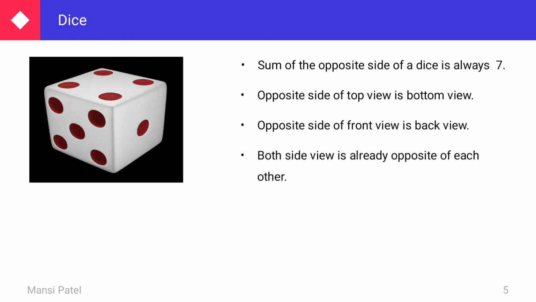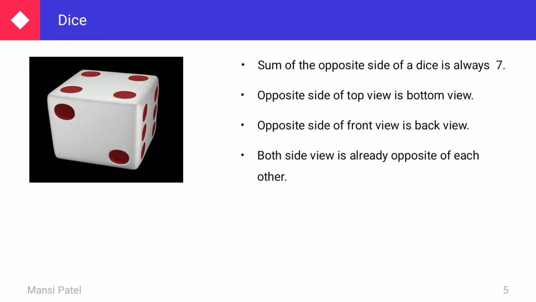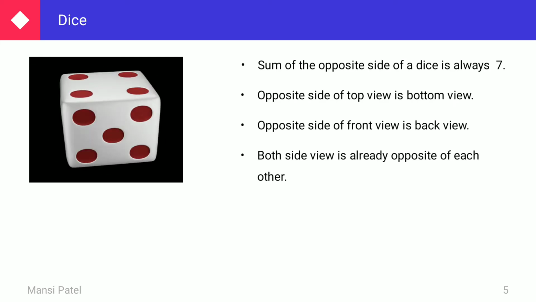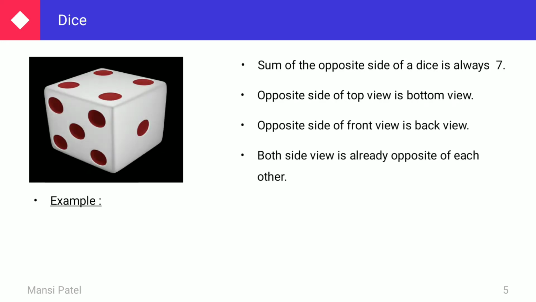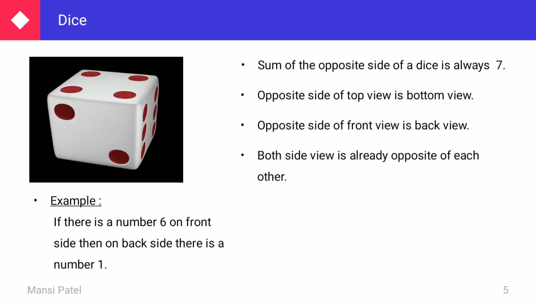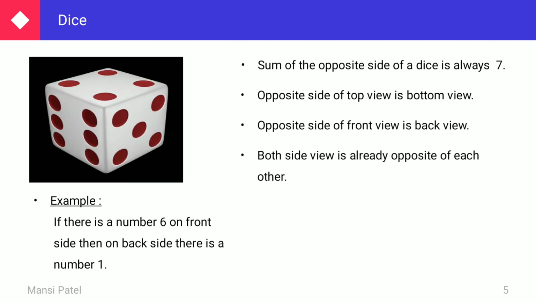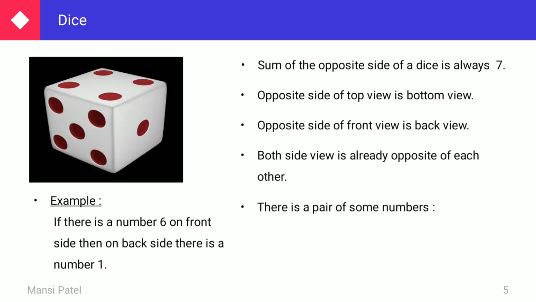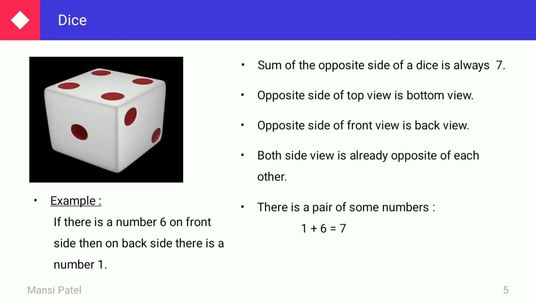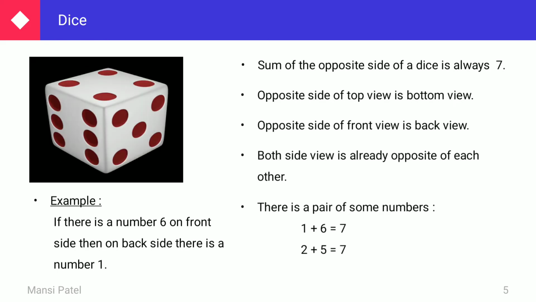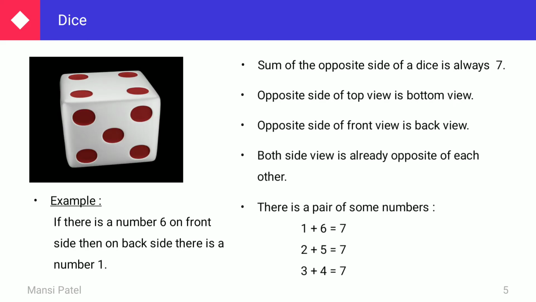Now both side views are already opposite to each other. The thing on the left hand side and the thing on the right hand side are opposite sides of each other. For example, if there is number 6 on the front side, which number is on the back side? There is number 1. So there are some pairs for number 7 that we already know: 1 plus 6 is equal to 7, 2 plus 5 is equal to 7, and 3 plus 4 is equal to 7.